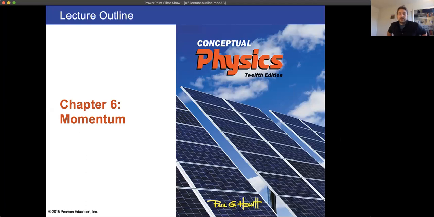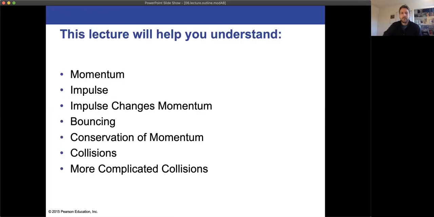Okay, so now that we've introduced momentum, let's dig into some of the consequences of it. We're going to end up defining something called impulse, and then we'll look to see how these things interact during different kinds of motion.